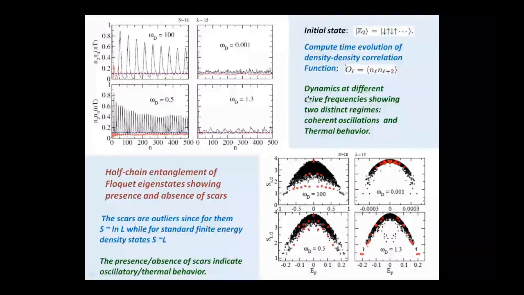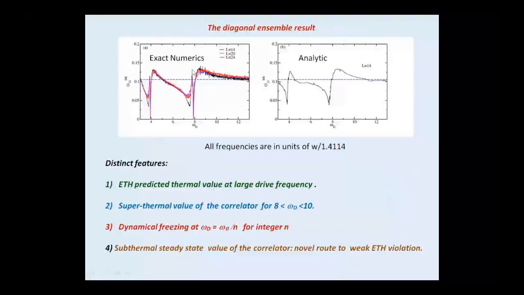Okay, and this has a long time value, let's say. It turns out that if you have this coherent oscillation, the long time average value is above the thermal band, which is what is predicted by ETH. That's another signature that ETH is violated here. Here, I do the same thing, but I start from the zero state.